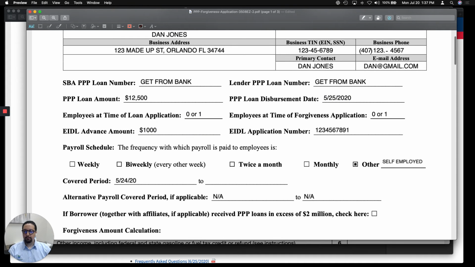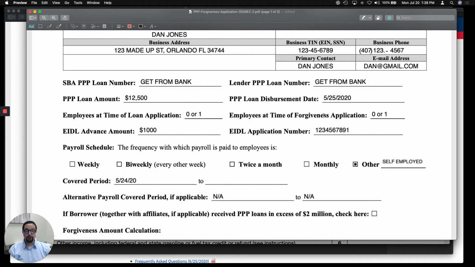Here it's going to ask for employees at time of loan application. Now, you're self-employed, you don't have employees. You can put 0 or 1. Our recommendation is to put 0, but you can also put 1, it won't make any difference.